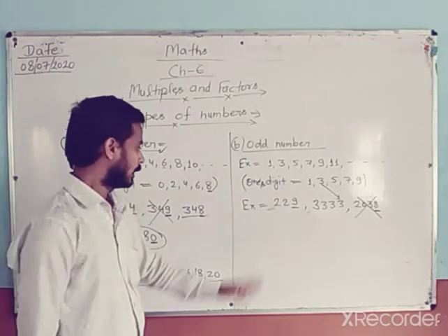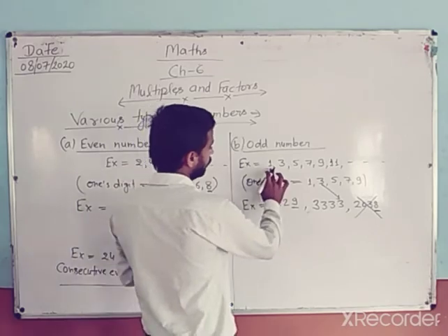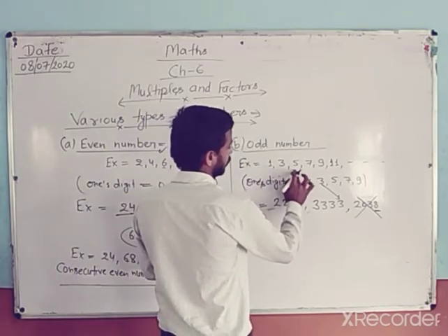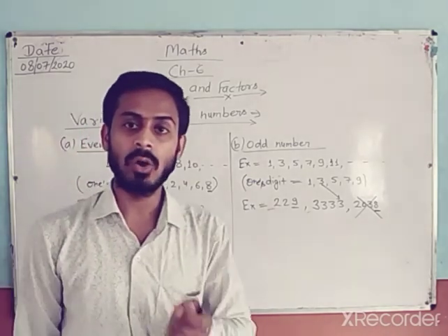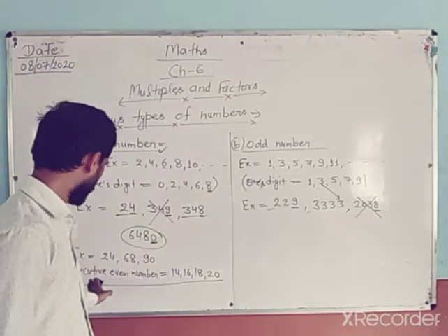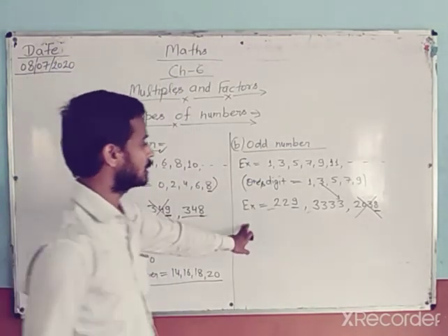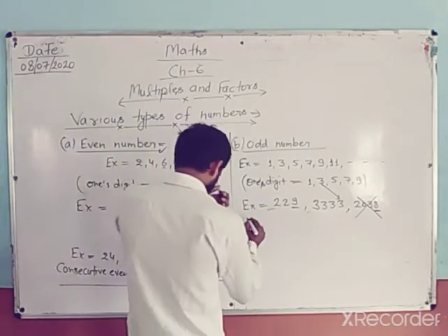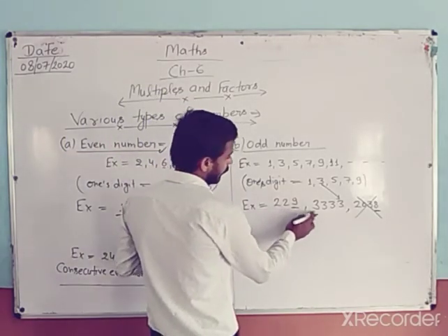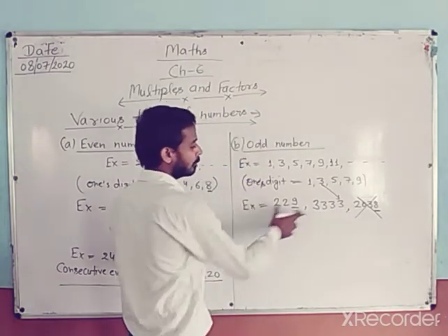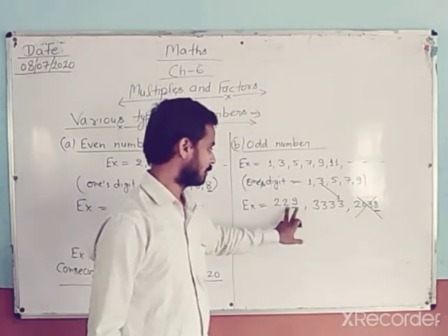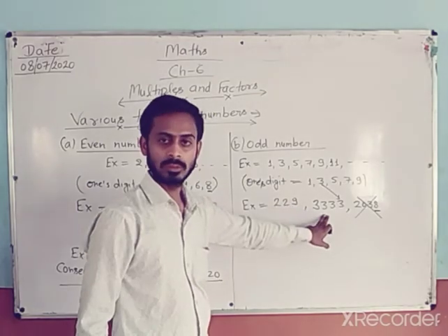Okay. Now in this, again if the difference is 2, then the numbers are called consecutive odd numbers. Similarly like this, consecutive even numbers, and this consecutive odd numbers. See, 229, 3033, 3333, both are odd numbers, but they are not consecutive because the difference is not 2.